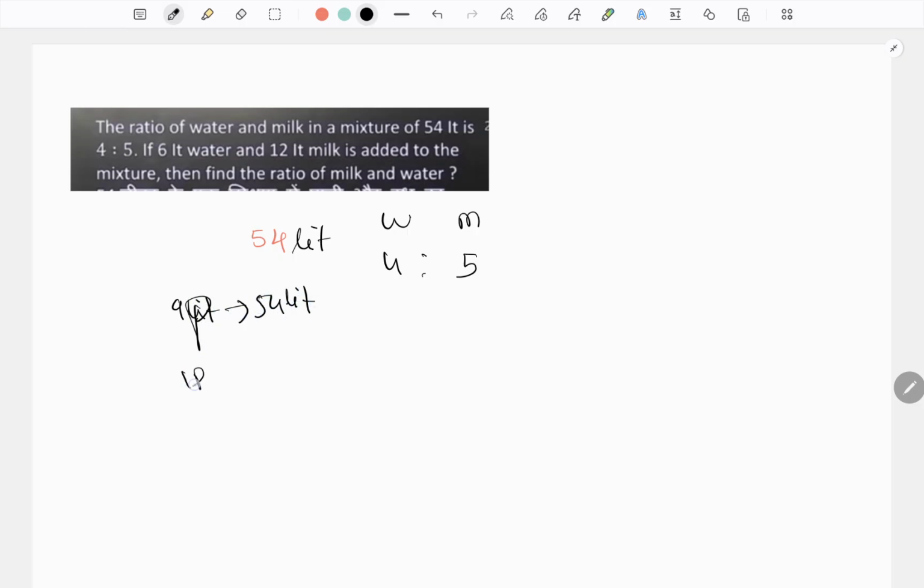Then 1 part will be 6 liters. Now they are asking 6 liters of water and 12 liters of milk. Now 1 part is 6 liters. So 6 liters of water means 1 part, so it becomes 5. Then 12 liters of milk means 2 parts. 5 is to 7. Find the ratio of milk and water. So milk and water is 7 is to 5. We have seen the same type of question, I think.